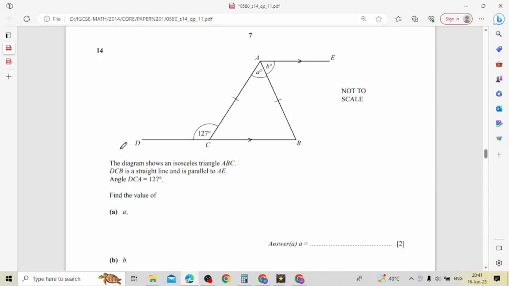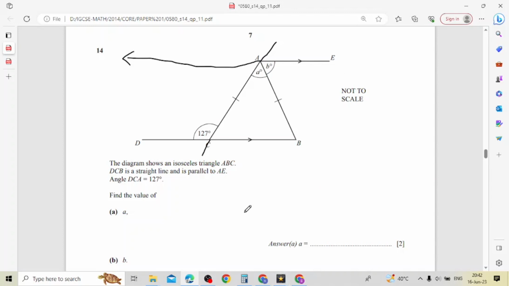Okay, so DCB is a straight line and is parallel to AE. Even if I extend this further, this line and the DB line are parallel to each other. And here you see this is nothing but a transversal. If it's a transversal, these two are opposite angles, to the parallel from here to here.